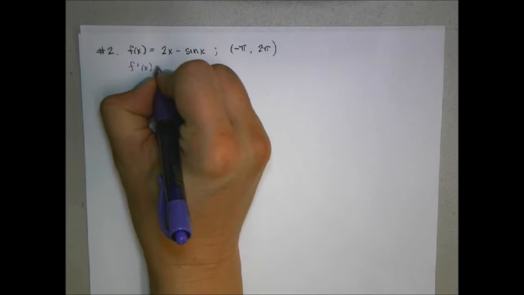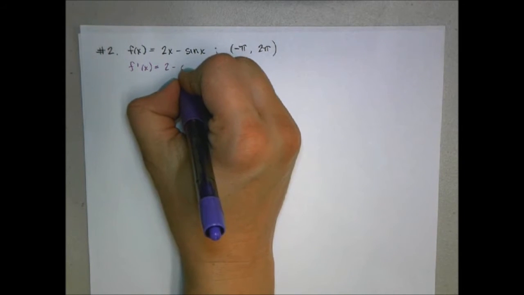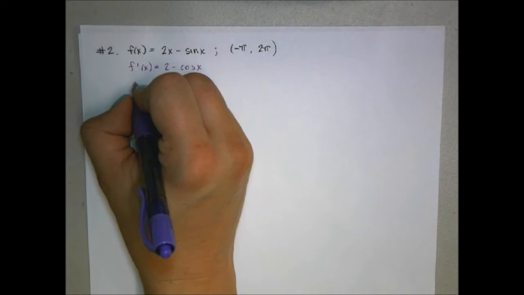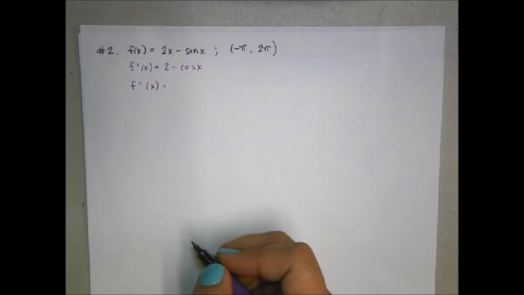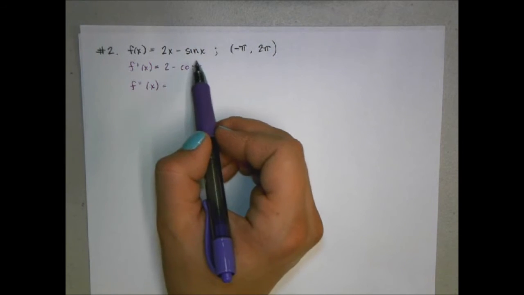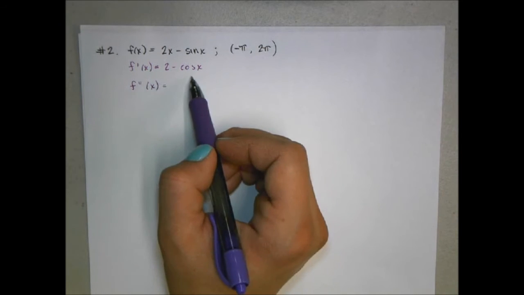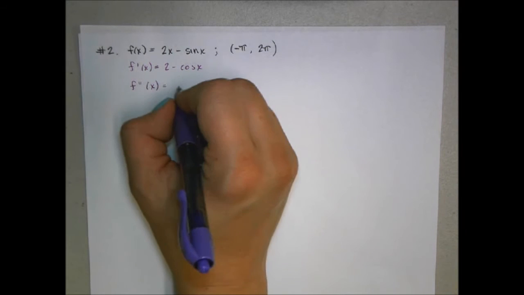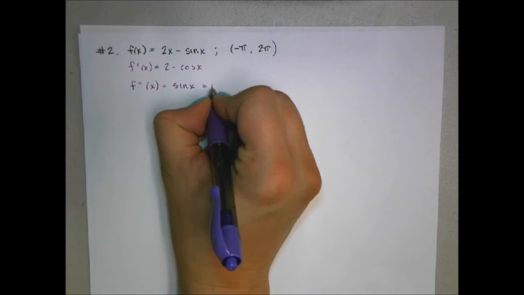First derivative is 2 minus derivative of sine is cosine. And then we'll move right along to our second derivative. Remember to also look for anywhere where the function may not exist. 2x has all reals, sine x has all reals, so we're good here. Derivative of 2 is 0. The derivative of negative cosine is going to give us sine. And then we're setting this equal to 0.